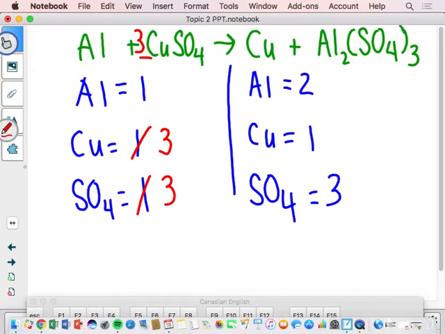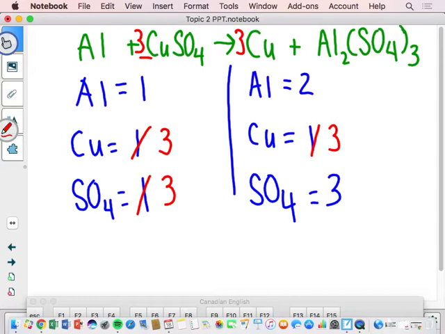Let's balance our CUs. There's 3 on the left now. We need 3 on the right. We can put a 3 here. And now it's balanced, right? Good. So our coppers are good, our sulfates are good.